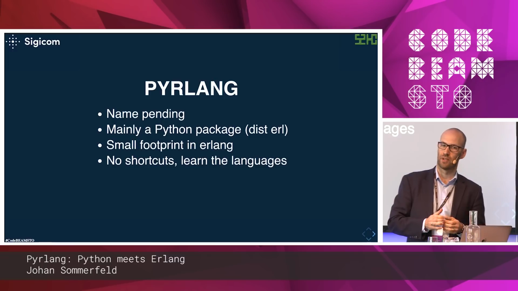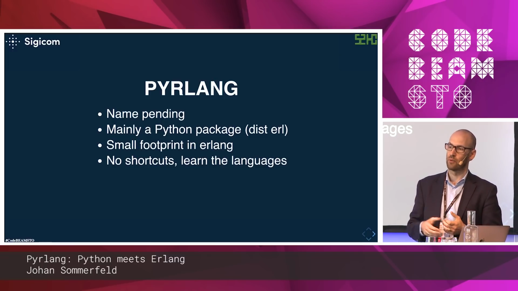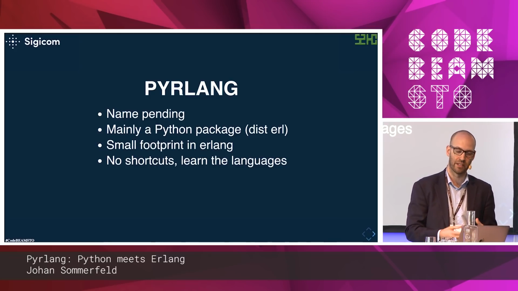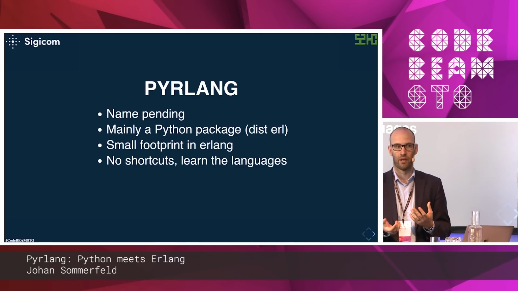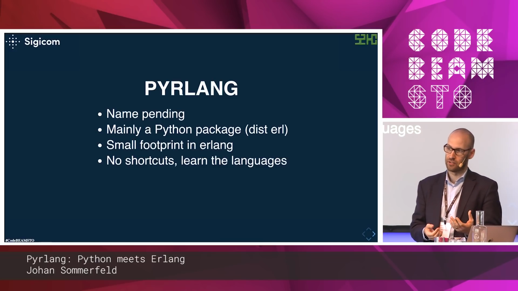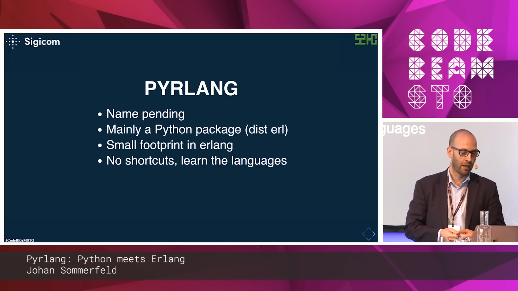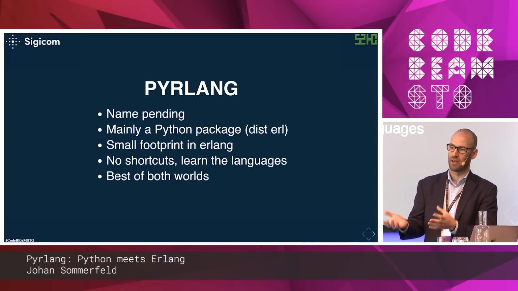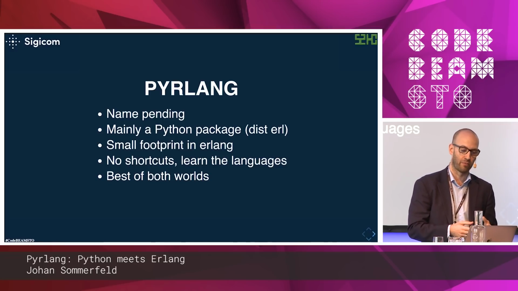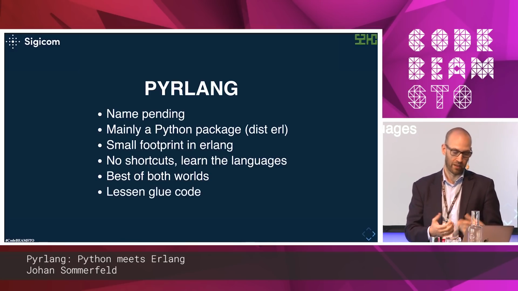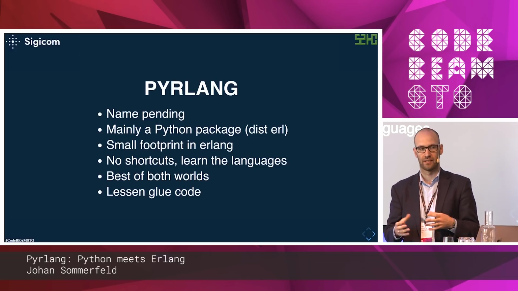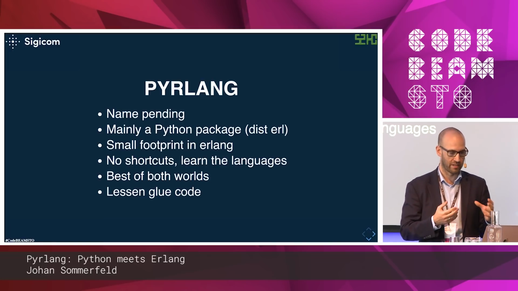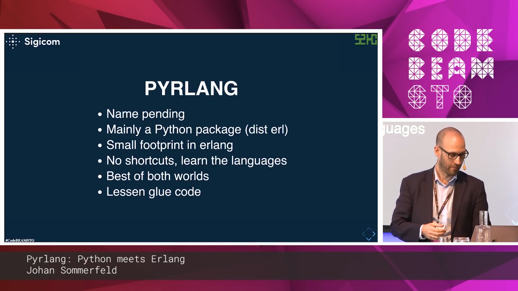There are no shortcuts when it comes to learning, so since this is not a new language, it's not going to help your fake Erlang into being Python or fake Python into being Erlang. You need to know the language, you need to know the benefits you're going to get from the library that you're choosing or whatever you want to do. Hopefully with this, you're going to get the best of both worlds. So you're using Python where Python works well, and you're using Erlang where Erlang works well. And the shortcut might be the fact that hopefully we lessen the glue code. So you're up and running more quickly, and you don't need to do all these things around it.